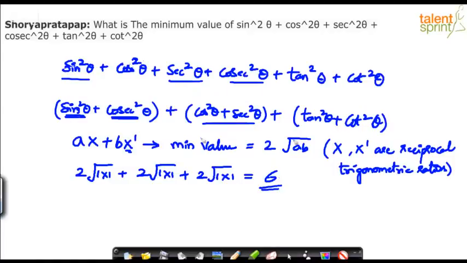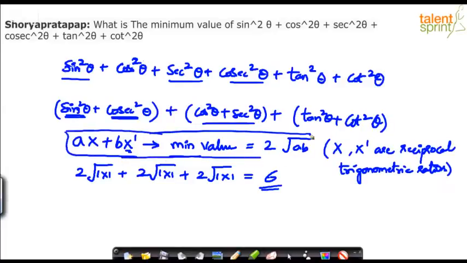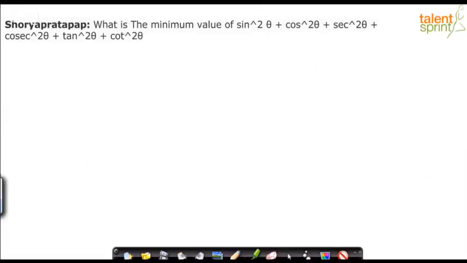This is a very important observation. We have discussed this type of question in the actual trigonometry video, and also in the special live session that we had for trigonometry. So just keep that in mind. I'm moving on to the next one. I hope Shaurya Pratap has followed this. Quickly moving on to the next question.